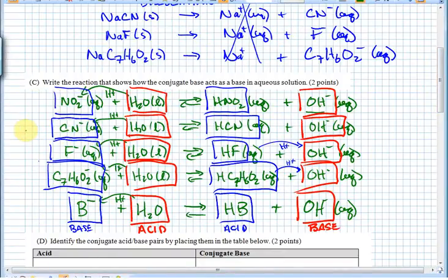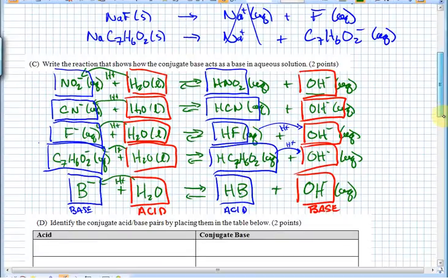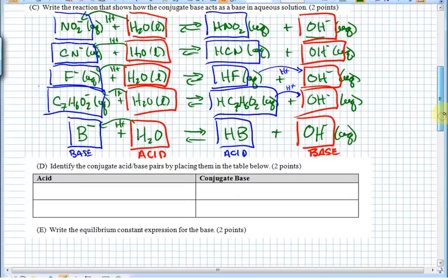For my specific reaction of nitrite, the nitrous acid is the acid, and the conjugate base is NO2 minus. Water is my acid in this case, OH minus is the base. This demonstrates a couple of nice things. Notice that if you went back and looked at question number 1, water was acting not as the acid, but as the base. In this case, water is acting as the acid.